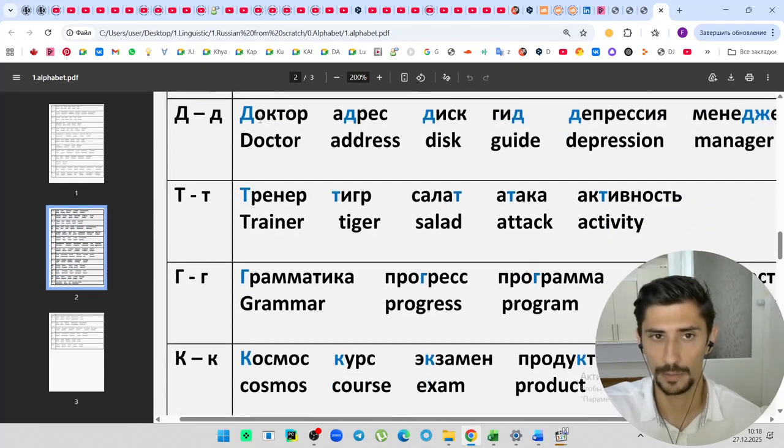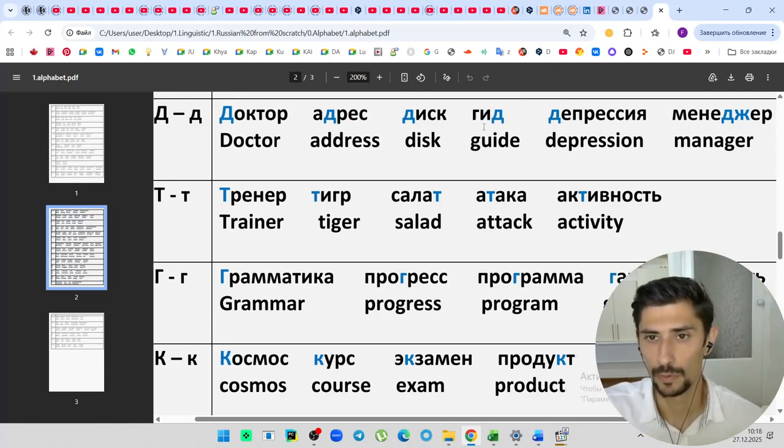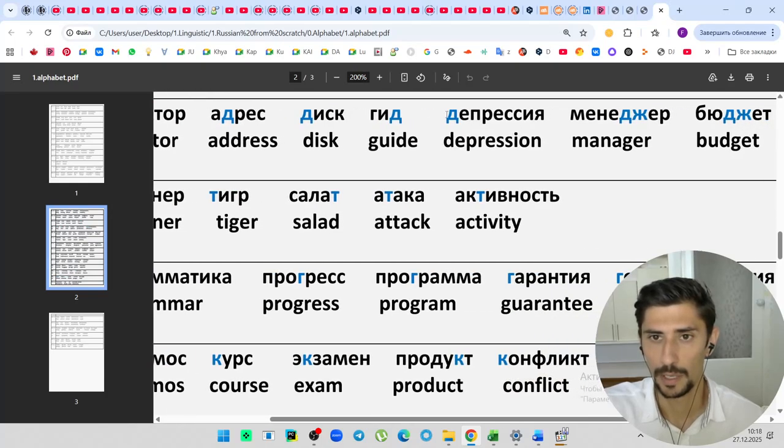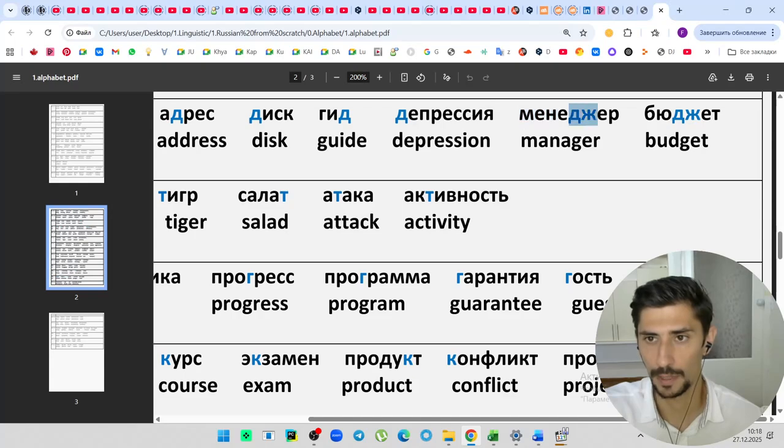Next letter is D. Doctor. Адрес. Диск. Гид. Гид is actually a profession. When travelers come to a city, they need a guide. So, guide, it's a profession. Next example, депрессия. And this combination is pronounced like J. Manager. Бюджет. Budget.